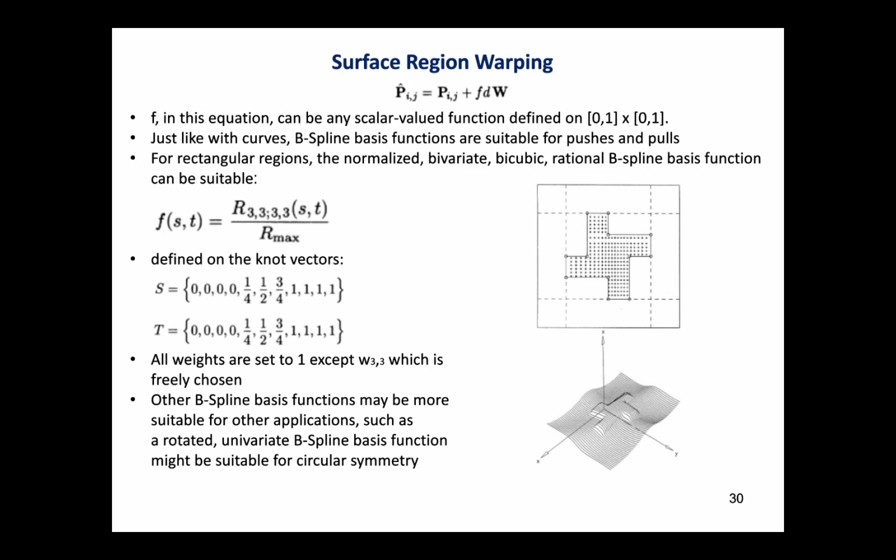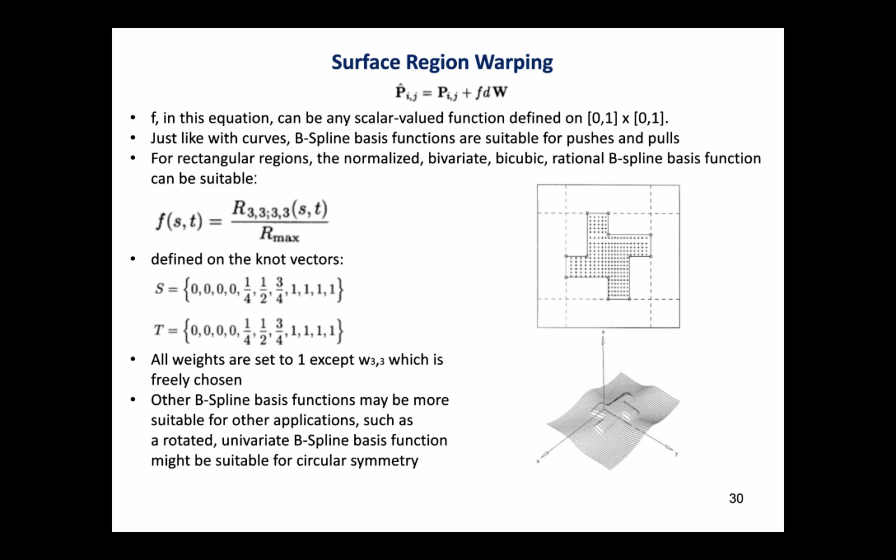So here we've got the equation there at the top again. And f in this equation can be any scalar value function defined on 0, 1 by 0, 1. Just like with curves, B-spline basis functions are suitable for both pushes and pulls in the region. For rectangular regions, the normalized bivariate bicubic rational B-spline basis function can be suitable.